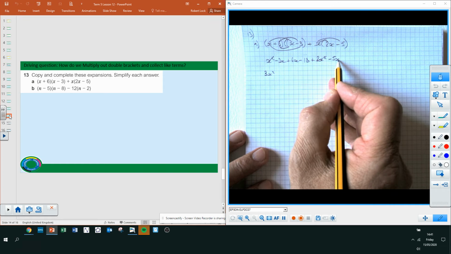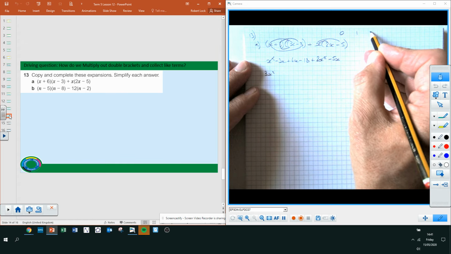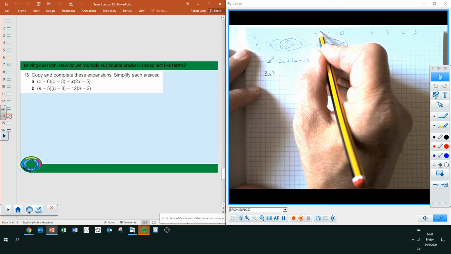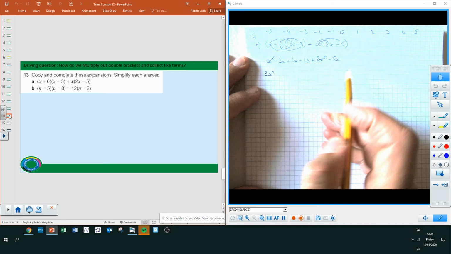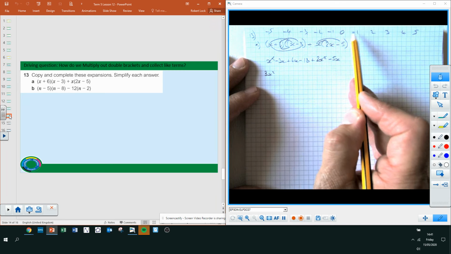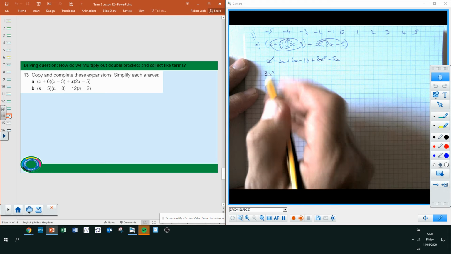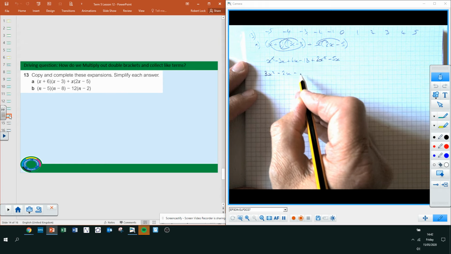Take away that. Oh, I'm getting confused now. 0, 1, 2, 3, 4, 5. Minus 1, minus 2, minus 3, minus 4, minus 5. So start at 3. Add on 6: 1, 2, 3, 4, 5, 6. Take away 5: 1, 2, 3, 4, 5. Minus 2. Minus 2x minus 18.